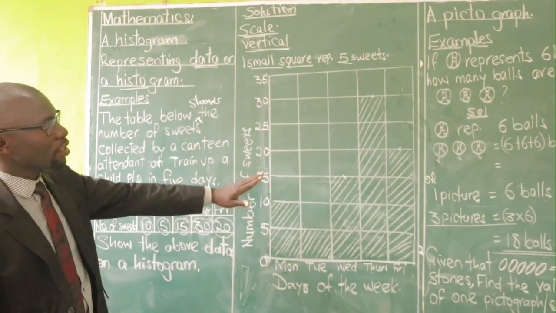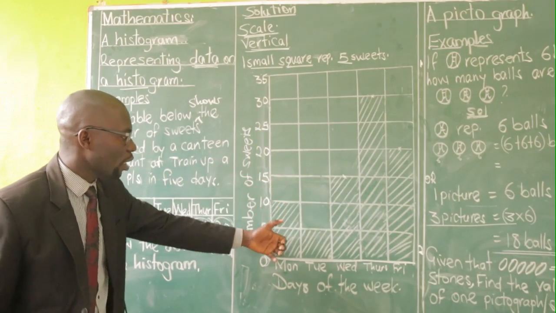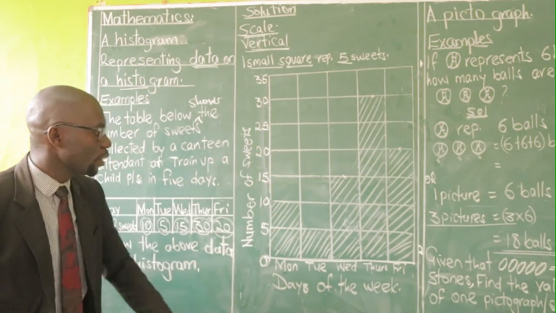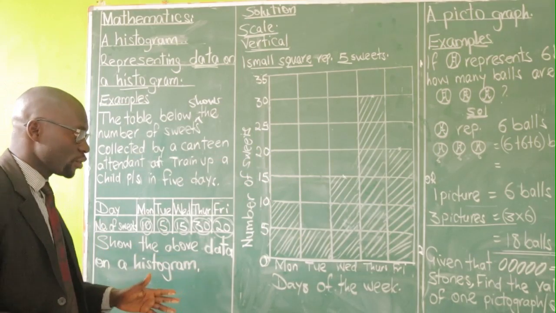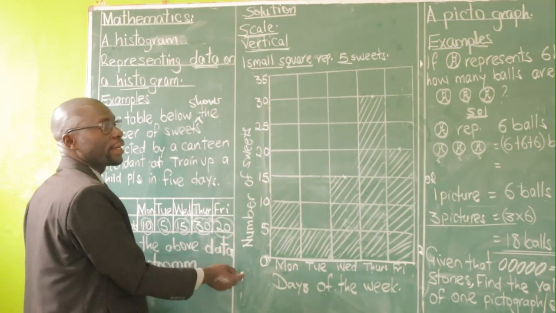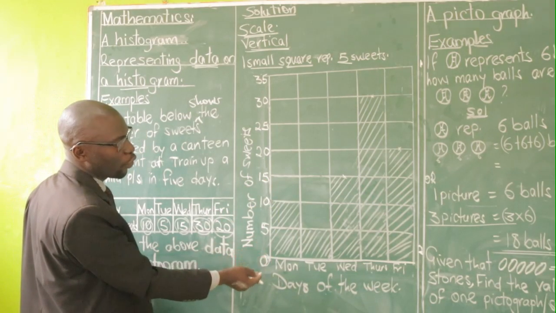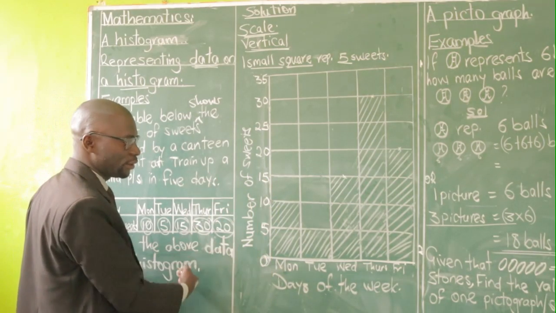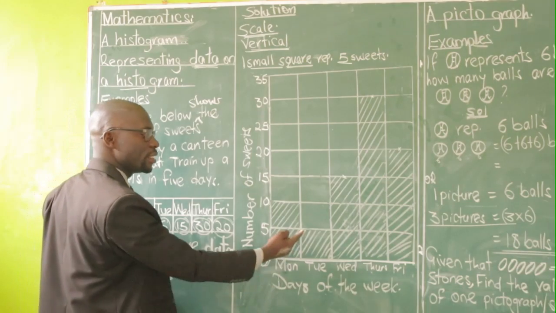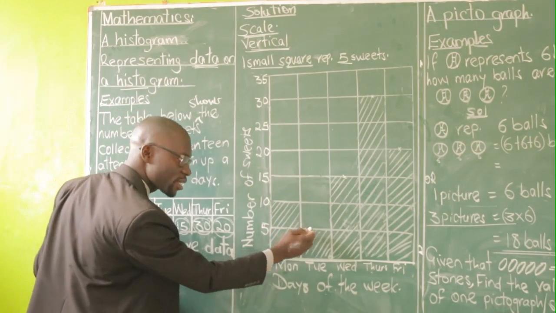So you can be given a histogram like this one, or a bar graph, and then you can be given so many questions, like on which day did the canteen attendant collect the least number of sweets? That is Tuesday, the smallest number of sweets.